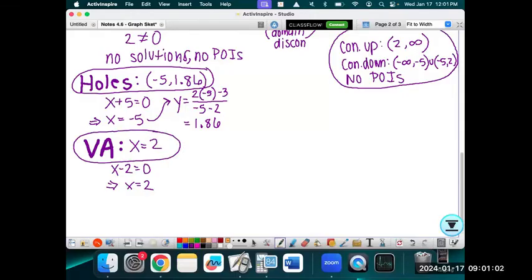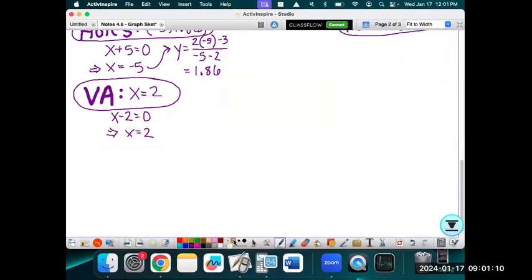Lastly, end behavior. I think I need just a tiny bit more space. There we go. All right, so end behavior is looking at the limits at the ends of our domain. So the ends of our domain happen to be towards positive infinity and towards negative infinity. And instead of writing the entire function out, I'm just going to write f of x.